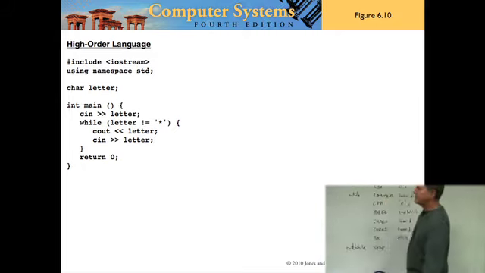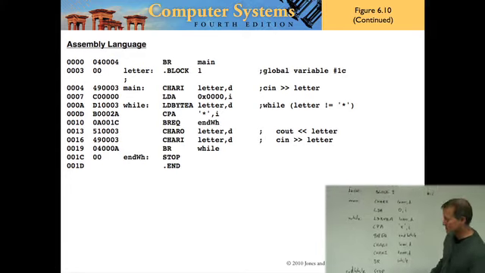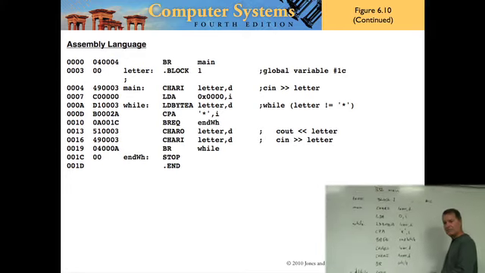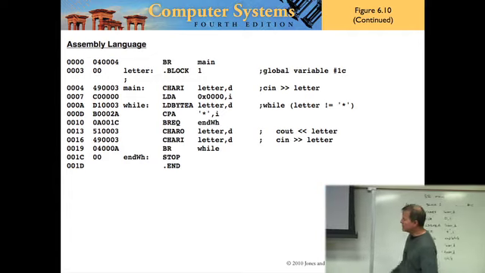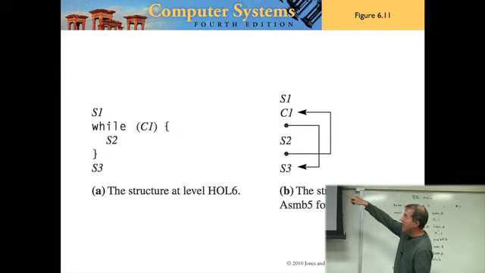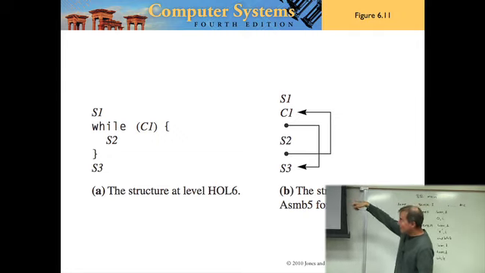So did we do it right? There we go. There it is, figure 6.10. Did we do it? Good job. And here's a picture of it in HOL6. Now what you have to do is explicitly have that loop back up there.